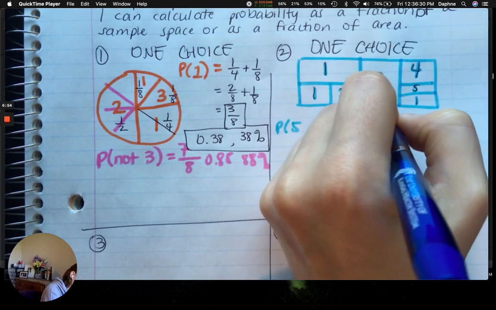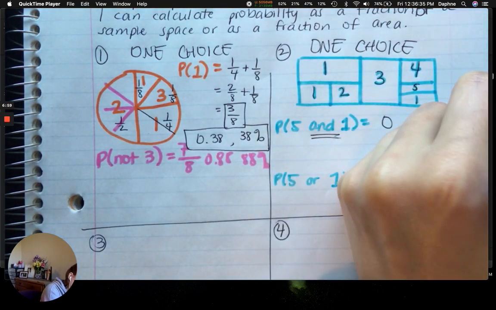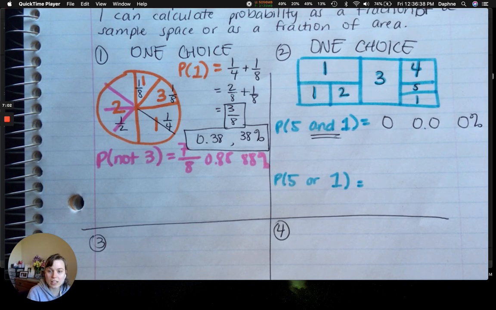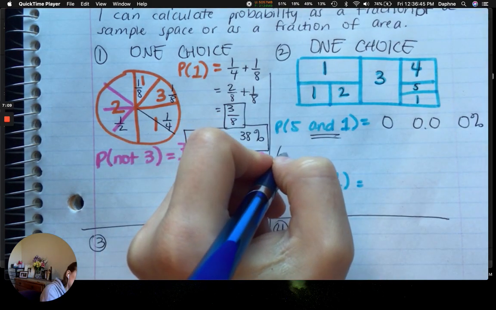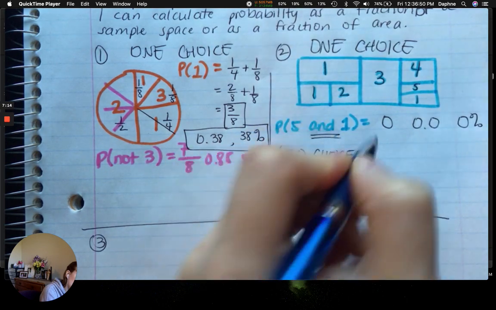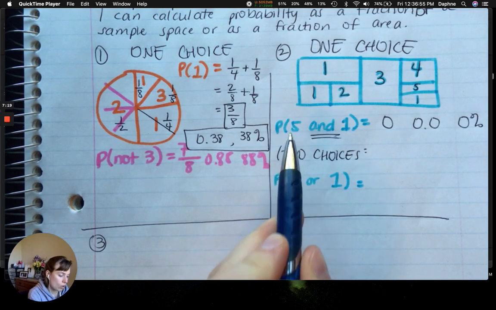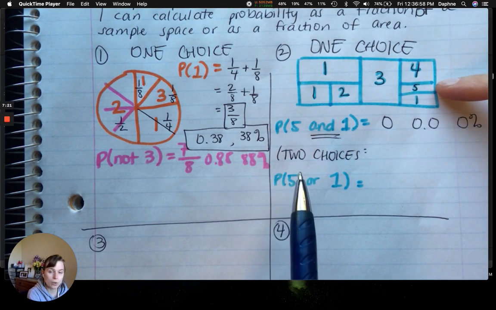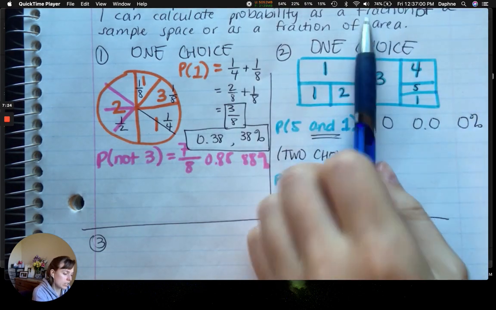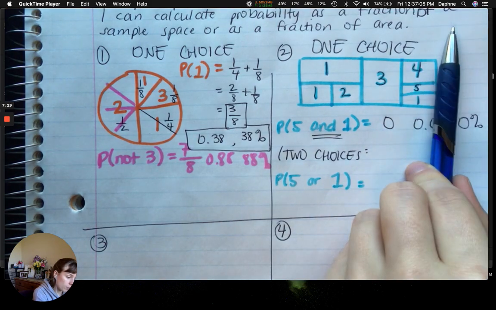Is there any space in here that is a 5 and a 1? No, this would be 0. As a fraction, it's 0. As a decimal, it's 0. As a percent, it's 0. There is no space that is a 5 and a 1. If we were given two choices, then I would multiply. So if it was two choices, I would then take the chance that it's a 5. So pause here, think about what's the chance that you hit this 5. So this is all 50% or half. This is 25%.